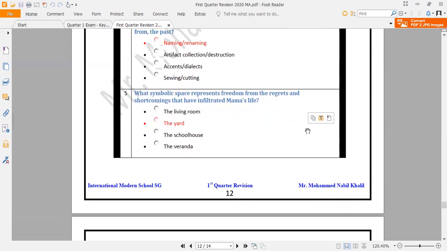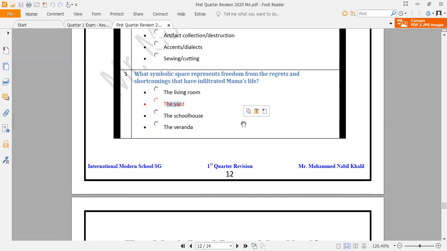Number five, what symbolic space represents freedom from the regrets and shortcomings that have infiltrated Mama's life? What is the space that Mama resorts to, to think and ponder all of the shortcomings in her own life? Of course, it's the yard, because at the beginning of the story, Mama is waiting in the yard for the arrival of Dee. And at the end of the story, after Dee drives away in her car, both Mama and Maggie sit in the yard and start to smoke some tobacco.